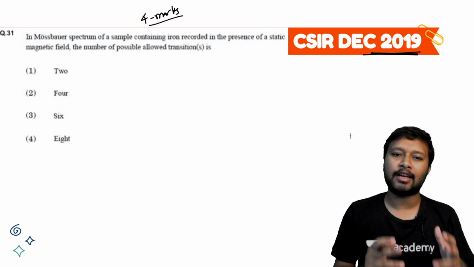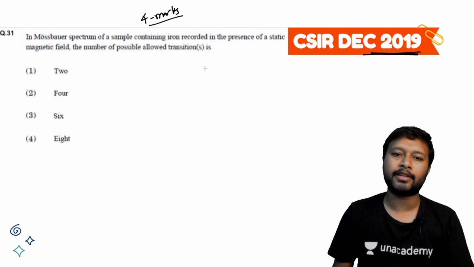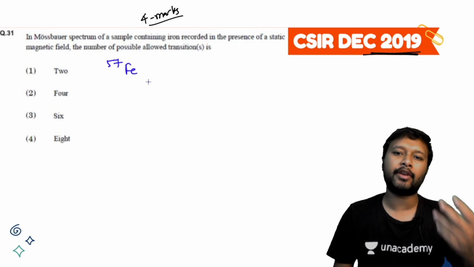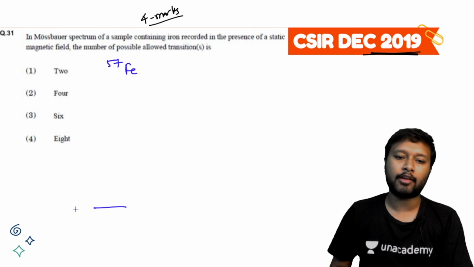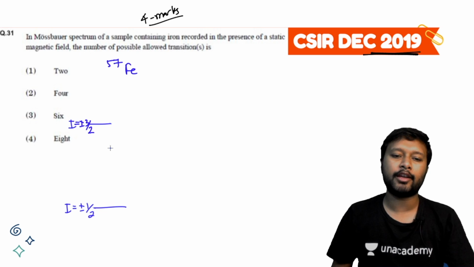Alright, so the iron atom is given to us, and it's given that the sample has this iron atom, like 57 iron, which is Mössbauer active, because it has two different I values for the ground state and for the excited state. Now we know that in the ground state its I value is plus minus half, and in the excited state it has an I value of plus minus 3 by 2. So those are the different I values we have in the ground state and the excited state.